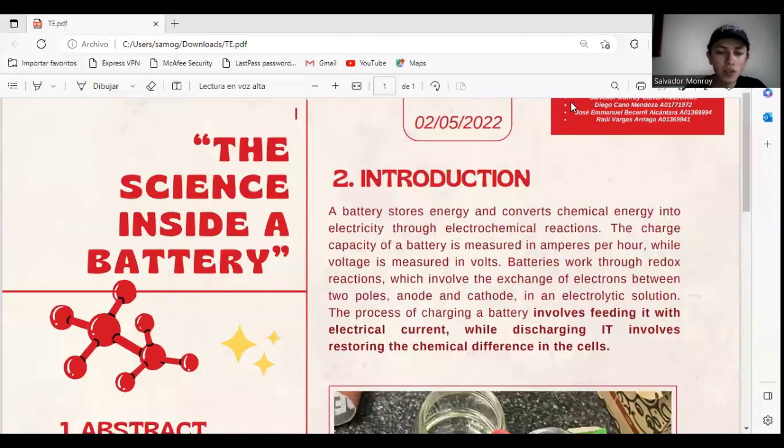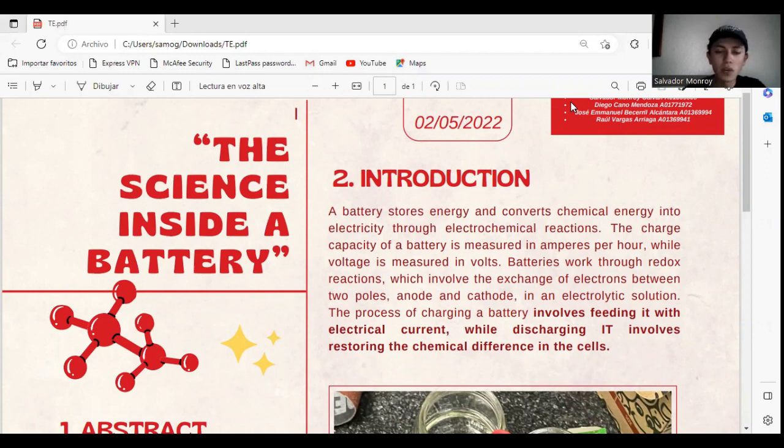Talking about the methodology, we consider the concept of the redox reaction. The redox reaction involves an oxidant or oxidizing agent and a reductant or reducing agent. The oxidant takes the electron and oxidizes the reductant. The reductant, however, donates the electron and reduces the oxidant.